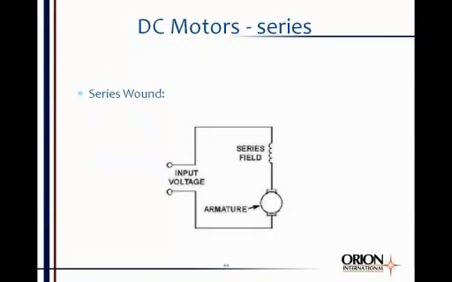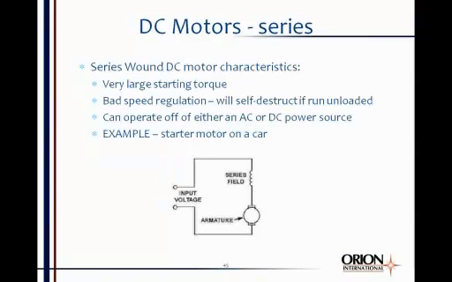All right, the next type of DC motor we're going to talk about quickly is the series wound DC motor. In this case, the field is in series with the armature, whereas in the shunt motor, the field was in parallel with the armature. They've got the following characteristics. Series wound DC motors have very large starting torques, but they've got incredibly poor speed regulation. If you run one of these things unloaded, they'll literally fly apart.